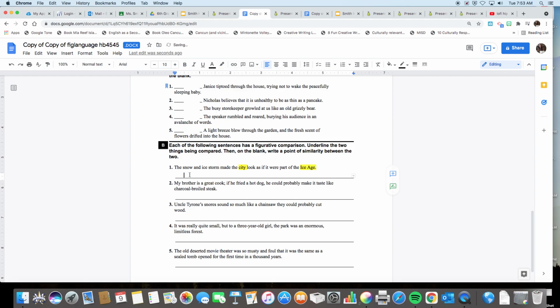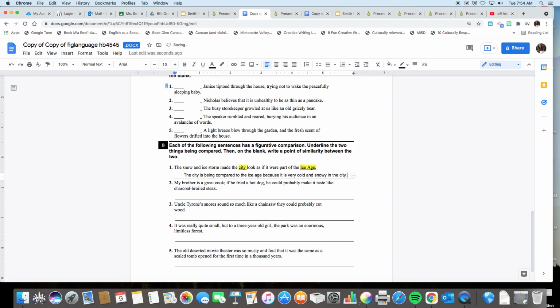Okay, so then it said to underline. Let me underline. Okay, and then it says, then on the blank, write a point of similarity between the two. So I'm just going to write, the city is being compared to the Ice Age because it is very cold and snowy in the city.